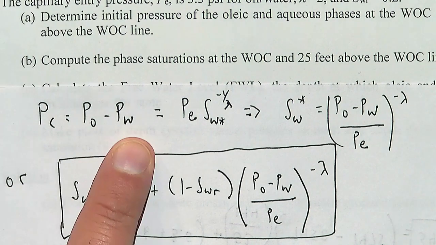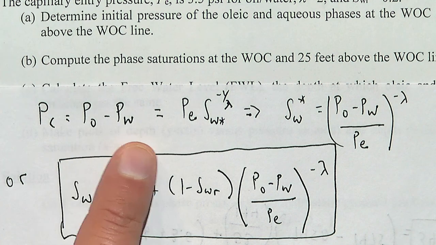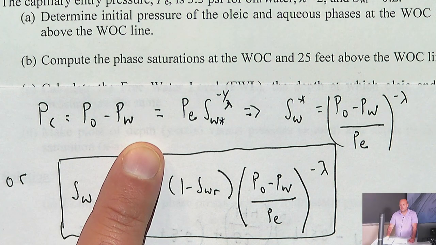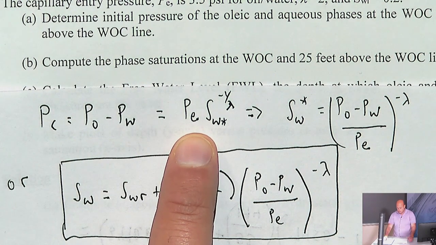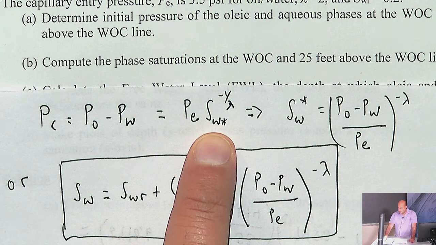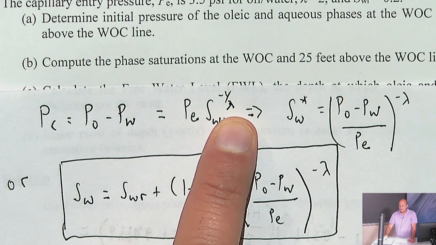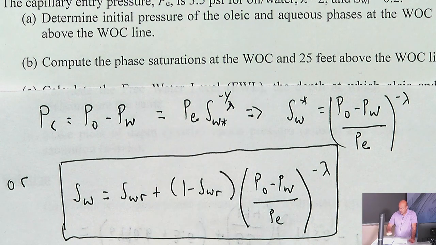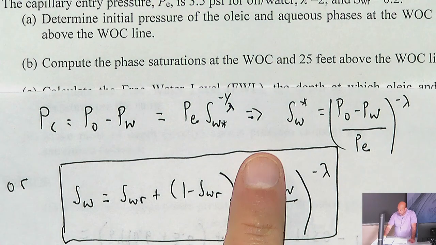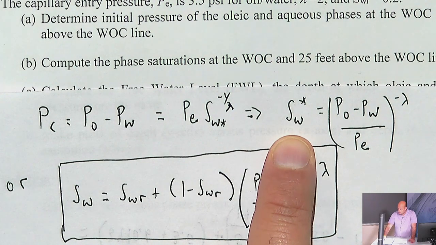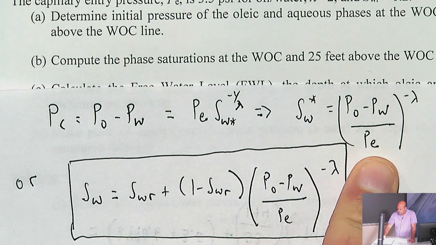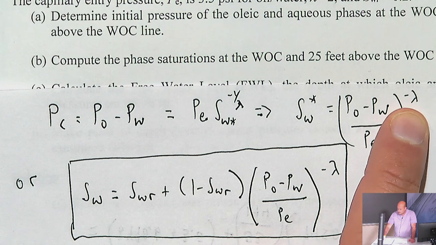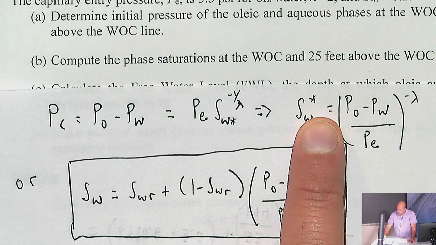Capillary pressure is the oil pressure minus the water pressure. We know both of those things at 25 feet above the water oil contact line. It's equal to the capillary entry pressure, which we know, times SW star, which we don't know, to the minus 1 over lambda. You don't have to do it this way, but I just put it together all in one formula. So if you solve for SW star, it's the capillary pressure, which is PO minus PW, divided by the capillary entry pressure, to the minus lambda, and then SW star is SW minus SWR divided by 1 minus SWR.